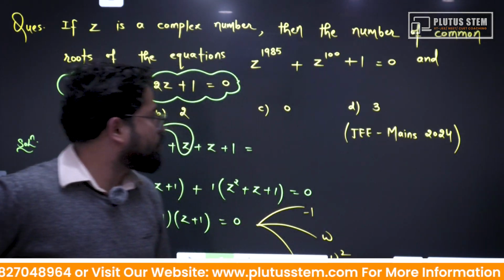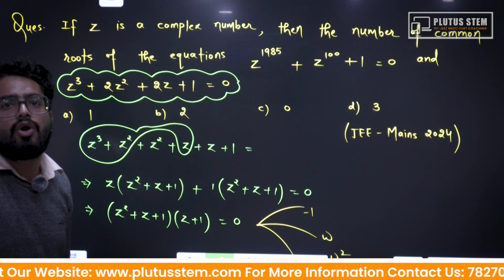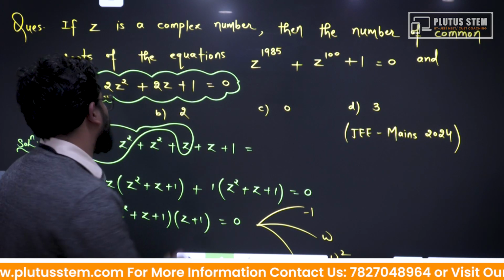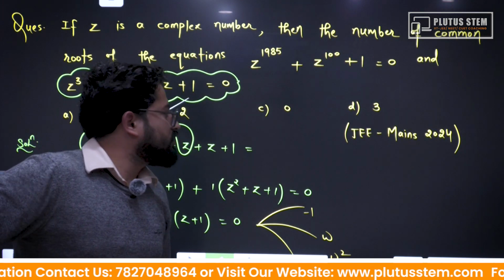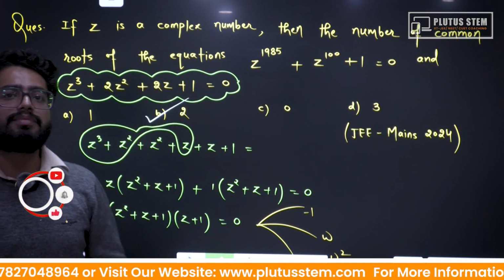So how many roots do we have in common? Two roots are in common, omega square and omega. So the final answer is B for my question. That's the important concept, cube root of unity.